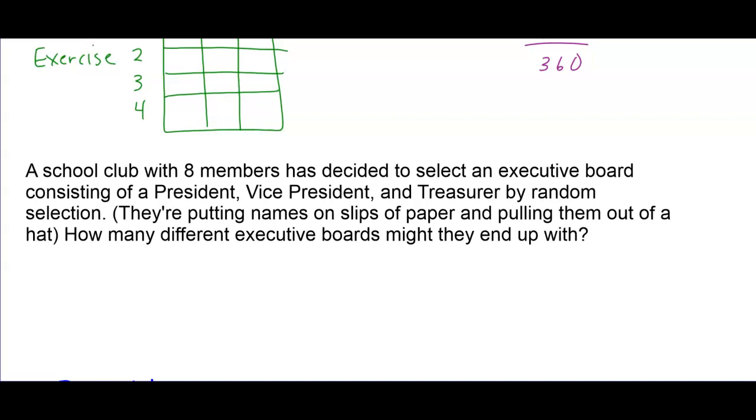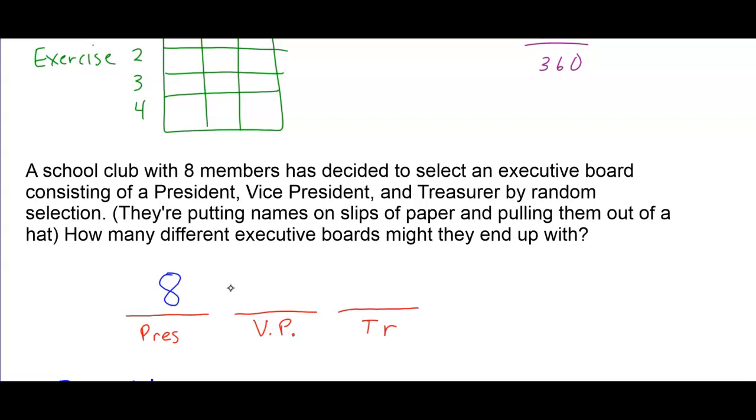So here's what you should be imagining. Imagine they've got this hat. They've got the names in the hat, and they reach into the hat and they pull out a name for president. And then they pull out a second name for vice president, and then they pull out a third name for treasurer. Well, think about how this is going to work. When they first reach in, there are 8 names in there. So there are 8 possible ways they could pick the president.